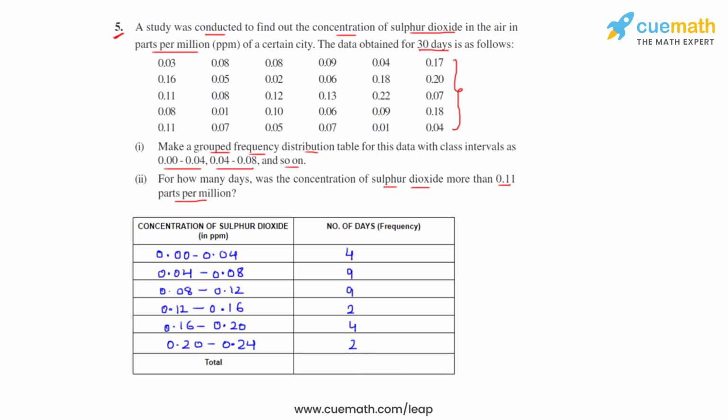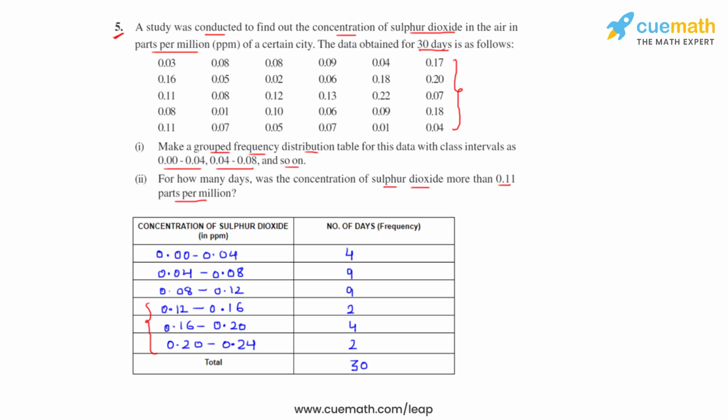Now if we sum up all of these frequencies we get a total of 30, and that is the number of days for which the study was conducted. From this table, we can see that the number of days during which the concentration of sulfur dioxide is more than 0.11 parts per million falls over 3 class intervals. And those class intervals are 0.12 to 0.16, 0.16 to 0.20, 0.20 to 0.24.